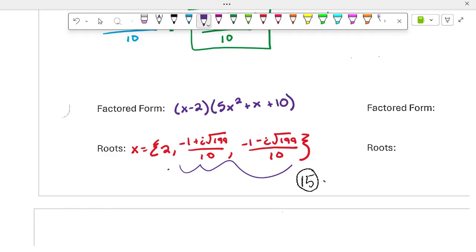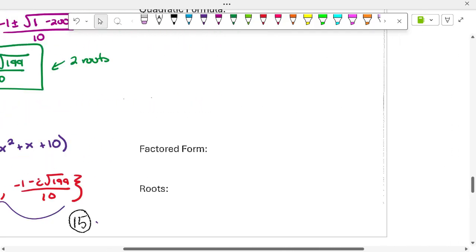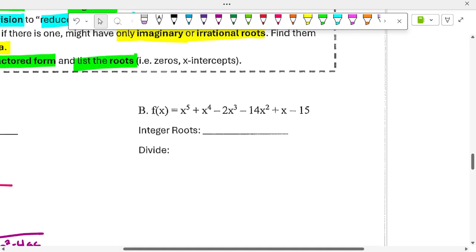Now, that was one where it was fairly simple. We only had to do synthetic division once. But that's not always the case, guys. Sometimes we got to do it more than once. So let's look at this next one, letter B.